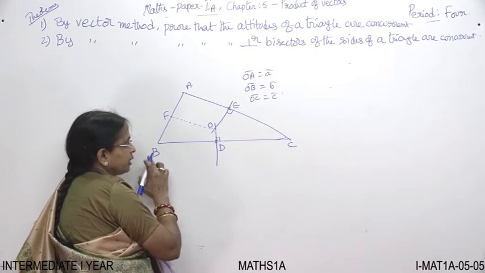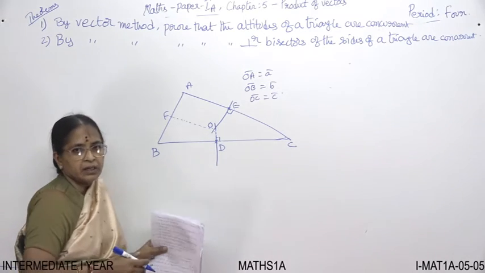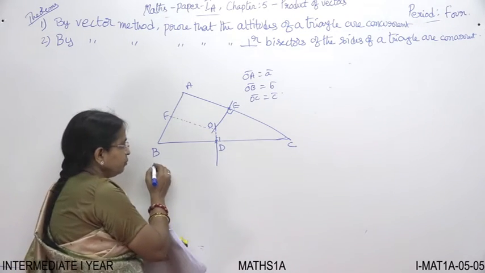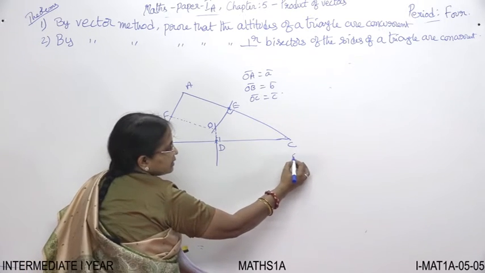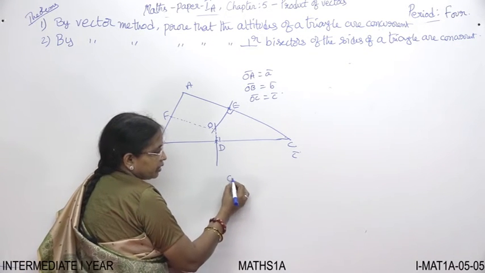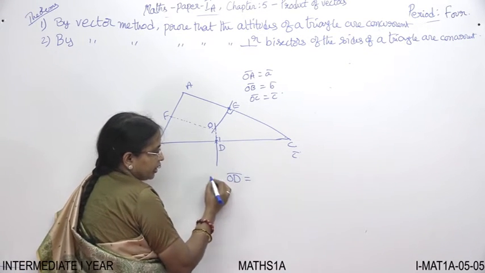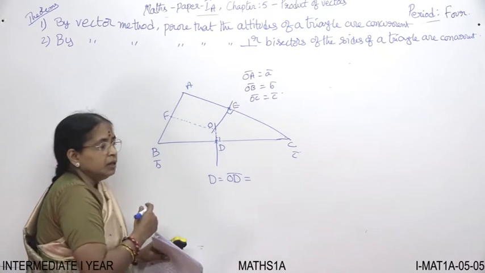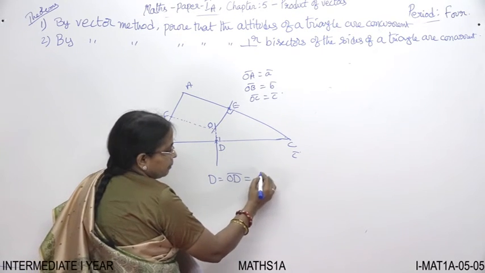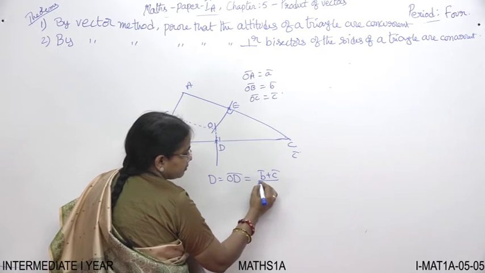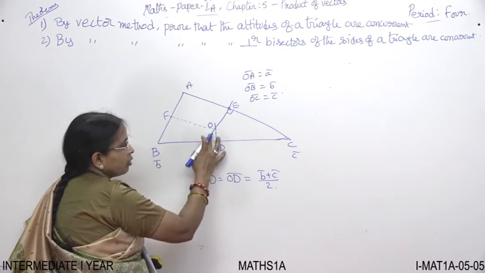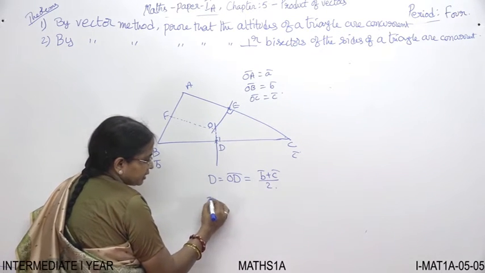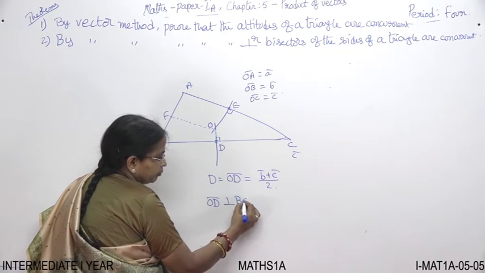D is nothing but the midpoint of BC. B point is B, C point is C. So what is the position vector of D? That is OD, by the midpoint formula, B plus C by 2. So now OD is perpendicular to BC.